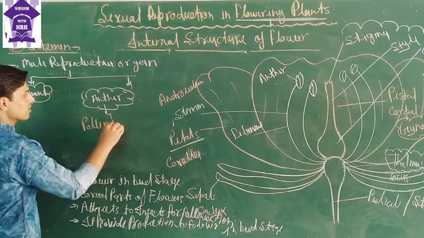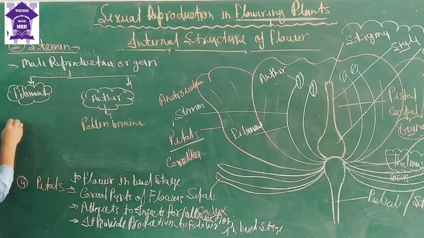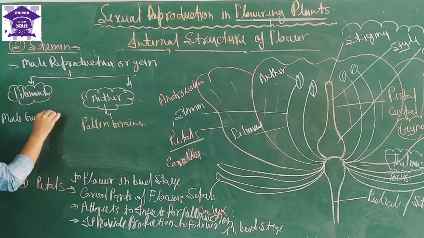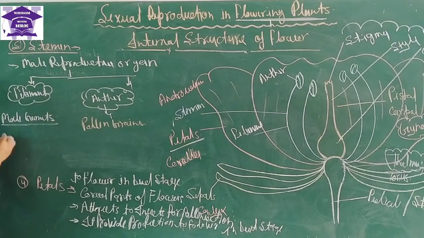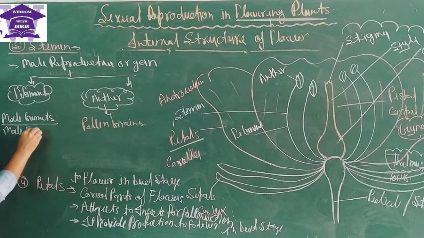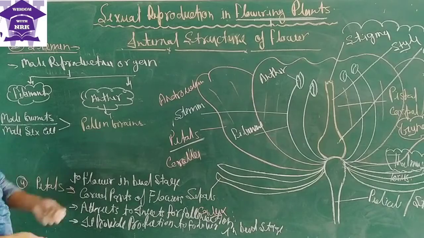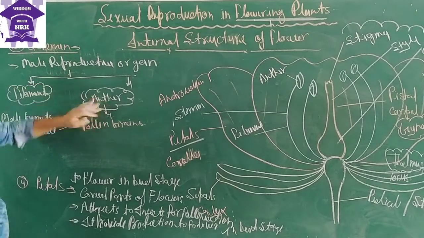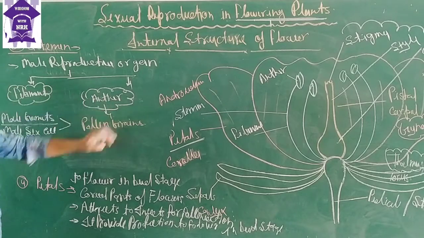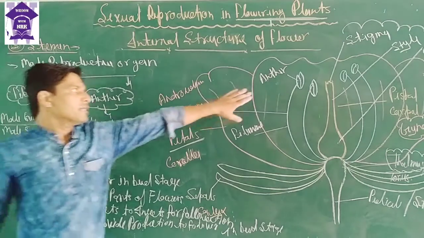Pollen grains. These pollen grains are male gametes, or male sex cells. This is the pollen grains. So this is the stamen and it will divide into two main parts, filament and anther. और anther के अंदर formation होगा किसका, pollen grains का in this part students.